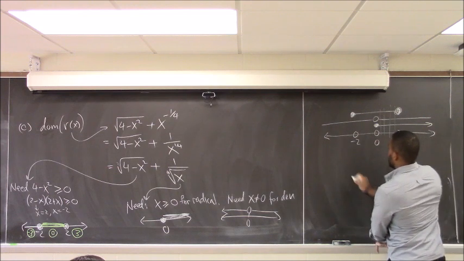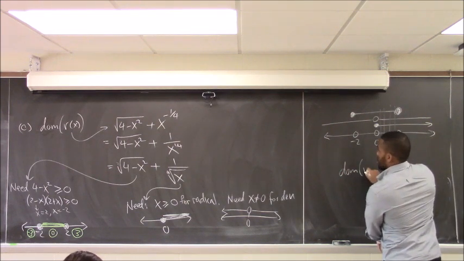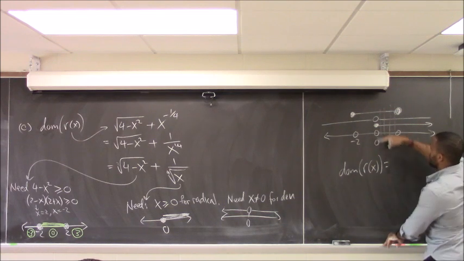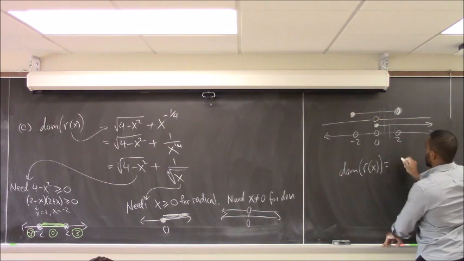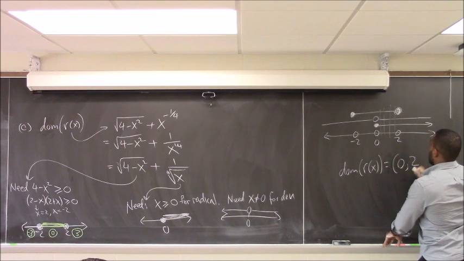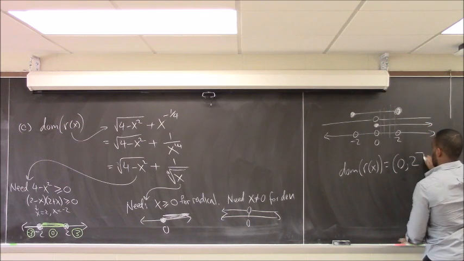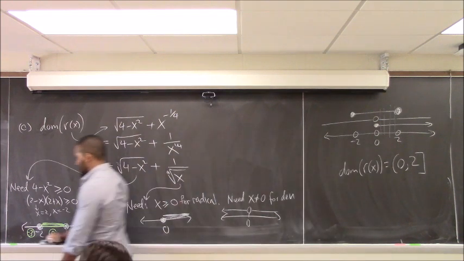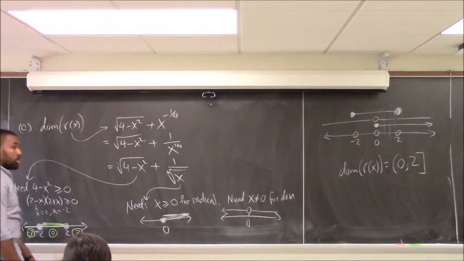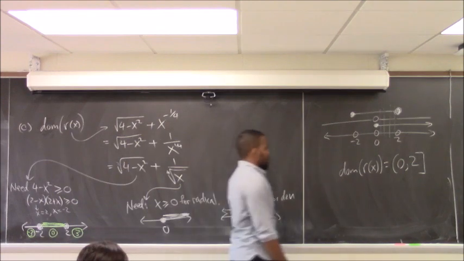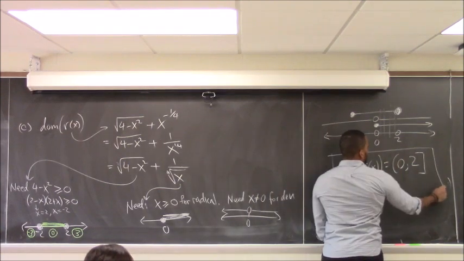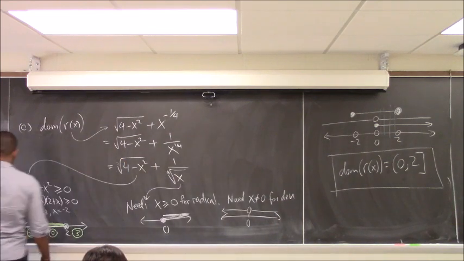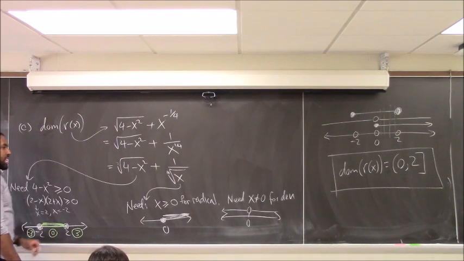And again, you'll notice here that the domain of R of X, 0 cannot be included because that guy doesn't work. All the way up to 2, which we can include. So that was the answer there. I believe that was version A. So you saw me write that answer. That's how I figured it out. Any questions on that?